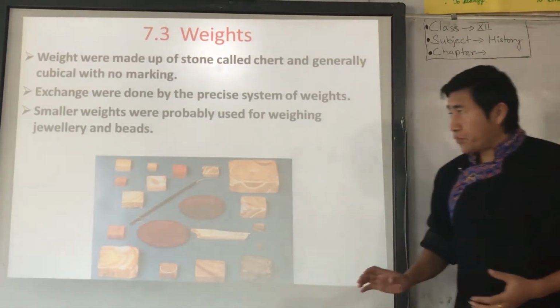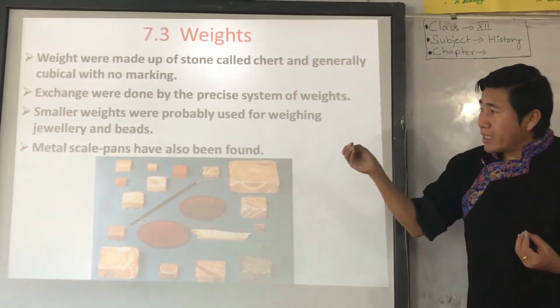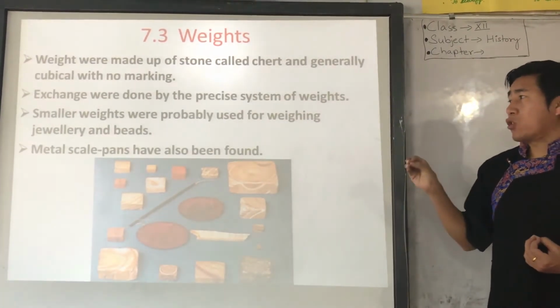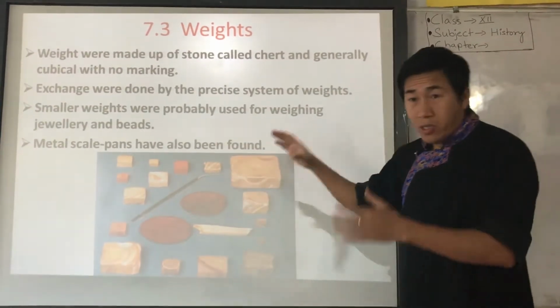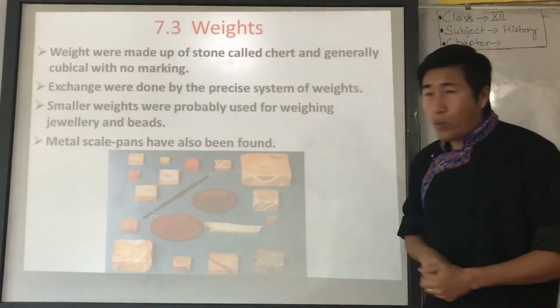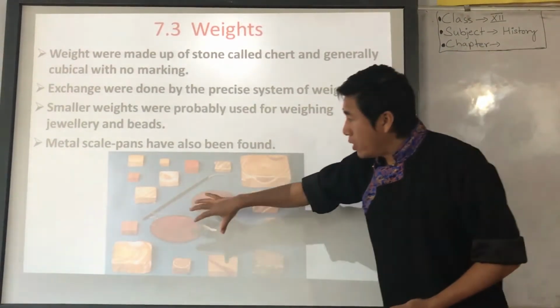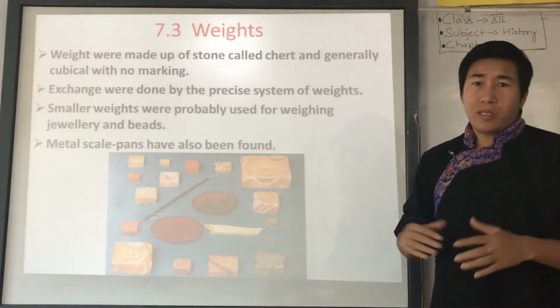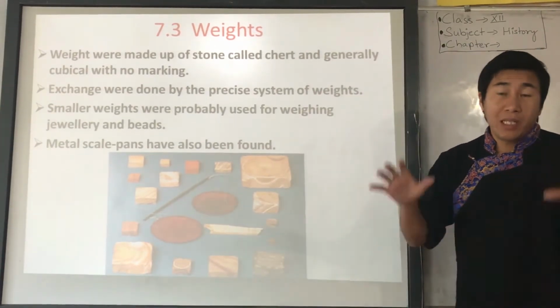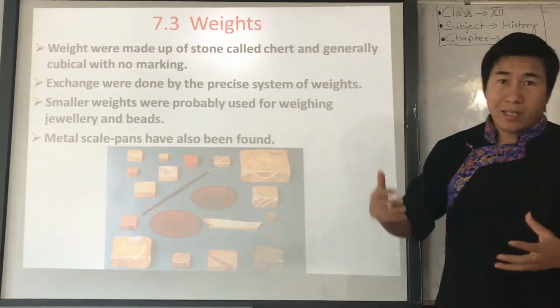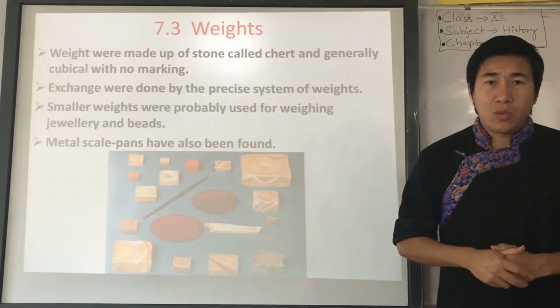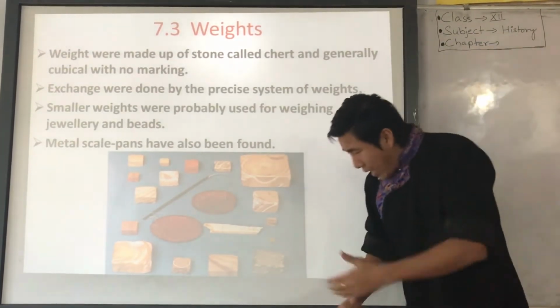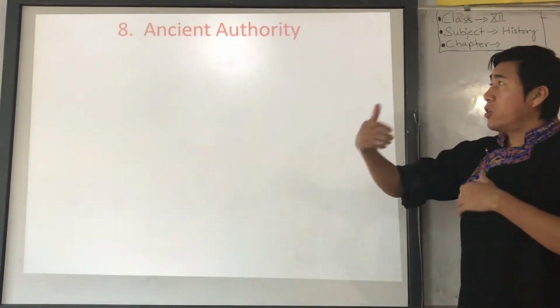Metal scale pans have also been found, as I told you before. Archaeology found weights, and along with them they also found balance scales. So they are pretty sure that these people were really advanced. They used a weight system during that time. Understood? Now, next we are going to discuss ancient authority.